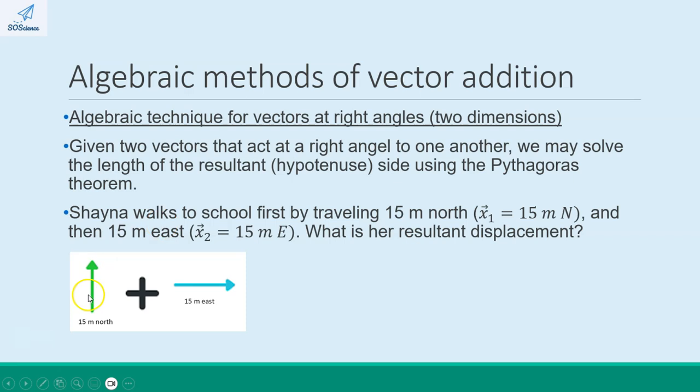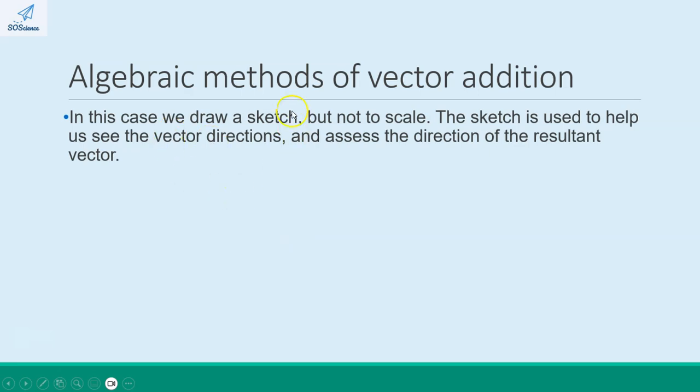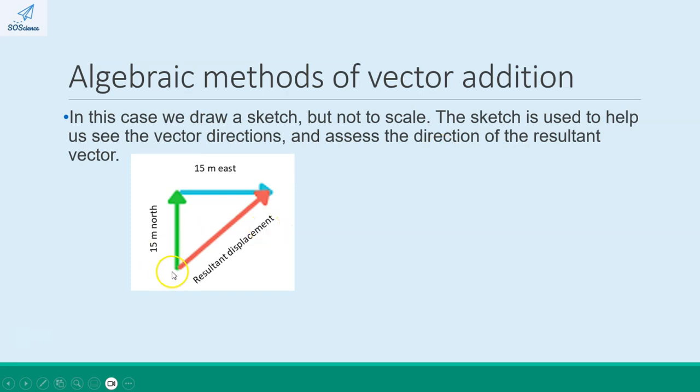So here are the two vectors, 15 meters north and 15 meters east. And we now want to draw a sketch, which means that it's a vector diagram not to scale, to help us see the vector directions and to see the resultant vector, especially in terms of direction. So using the head to tail method, here's the 15 meter north vector, the 15 meter east vector, and the resultant displacement is from the tail of the first to the head of the last. Now we can calculate this resultant displacement using Pythagoras.